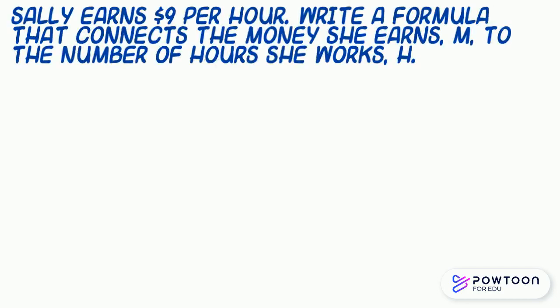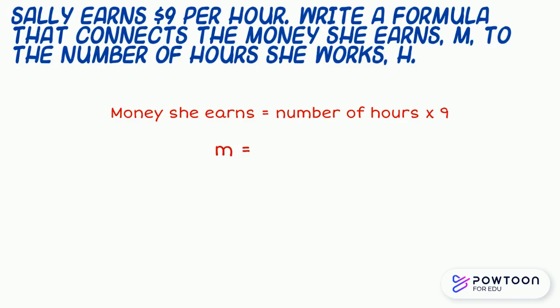Last example of the video, we've got Sally earns $9 per hour. We're going to write a formula that connects the money she earns, M, to the number of hours she works, H. So in words, this is money she earns is going to be equal to the number of hours times 9. Now we just need to replace the words with the correct letters. So we're told that money she earns is represented by M. So we're going to have an M equals, and then we have number of hours is H. So it becomes M equals H times 9. However, we don't write it that way, so it's just M equals 9H.